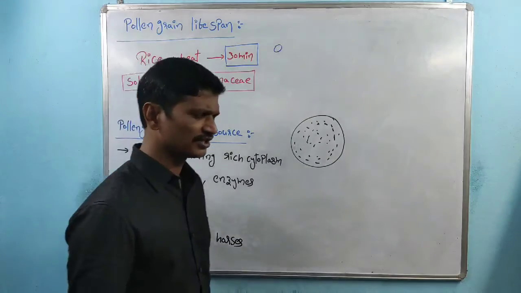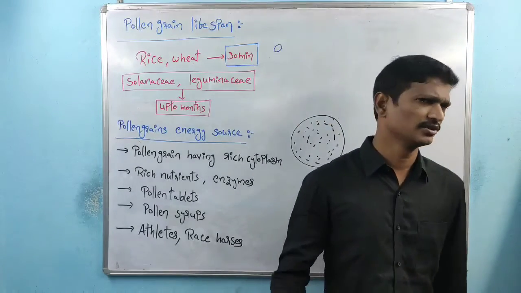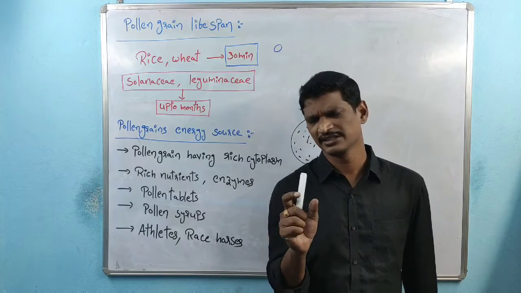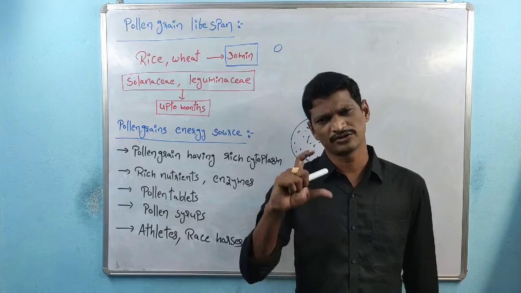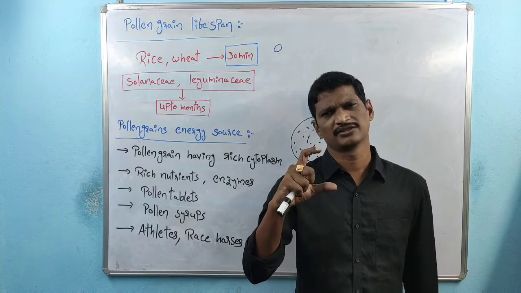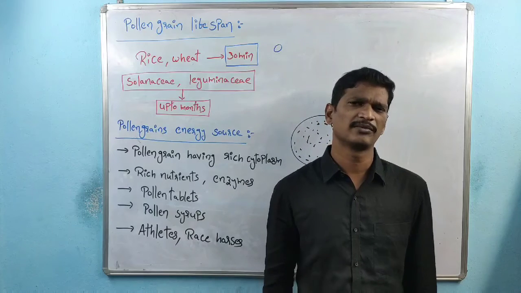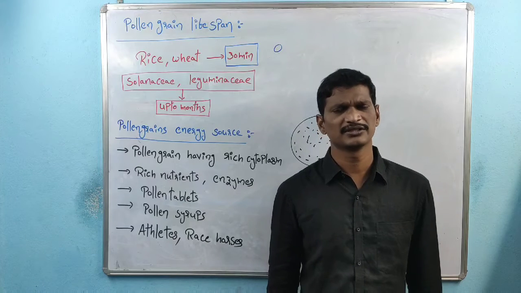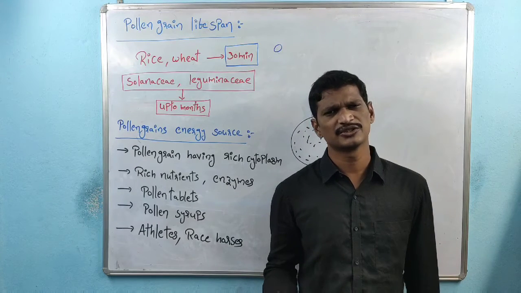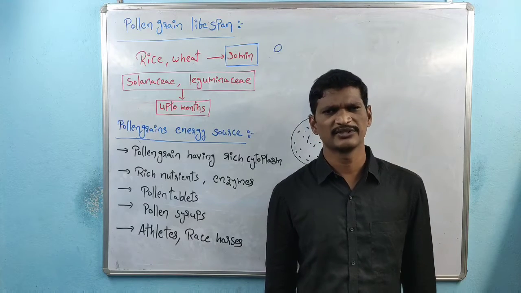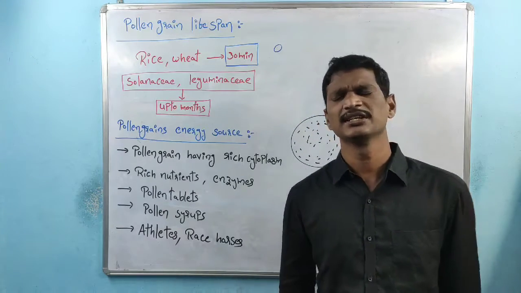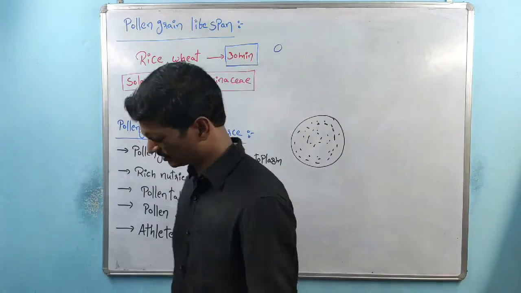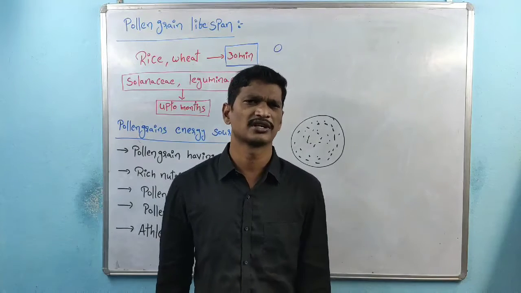Nowadays pollen tablets are also available in the market. You just type in Amazon or Flipkart and you will get pollen tablets. There is a small box or a small glass bottle, and within that bottle there are a number of tablets. Most people nowadays like to take these tablets, because they contain a very rich nutrient source that especially activates our body's enzymes. So pollen tablets are available, and pollen syrups are also available. Just search on the internet and you can see these products too.